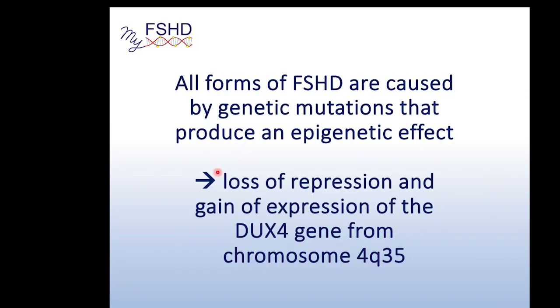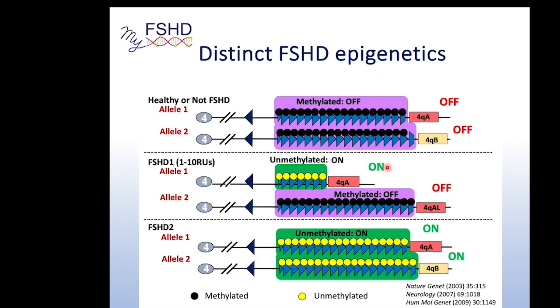All right, now what we do is something a bit different. So all forms of FSHD are caused by genetic mutations. We focus on the epigenetic effect, right? All of those are looking at the genetic effect. We're looking at the epigenetic effect. And so epigenetically, a genetically not FSHD chromosome 4 has an epigenetic status that is repressed, transcriptionally silent for the most part, and highly methylated on the DNA.